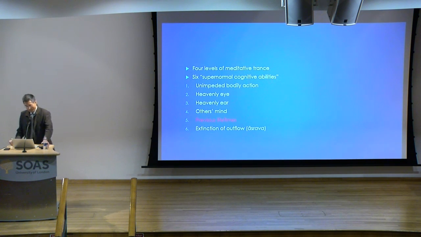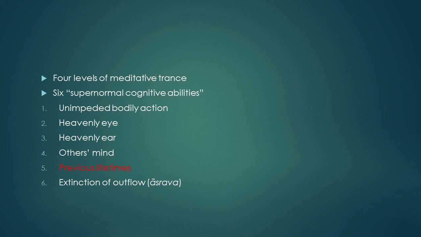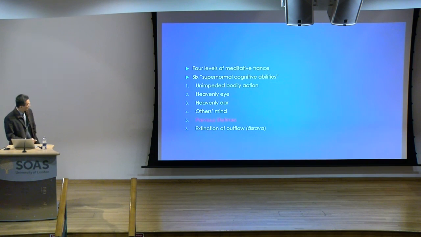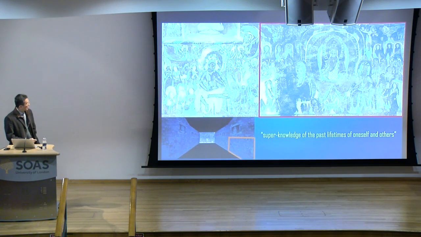Now, here's a tough one for the painter around 500. How do you depict the ability to recall previous lives? Because this is one of the six supernormal cognitive abilities. In the day and age when they don't have the film medium, we can conveniently show a flashback as someone's recall of memory or earlier episodes. This is how they do it.